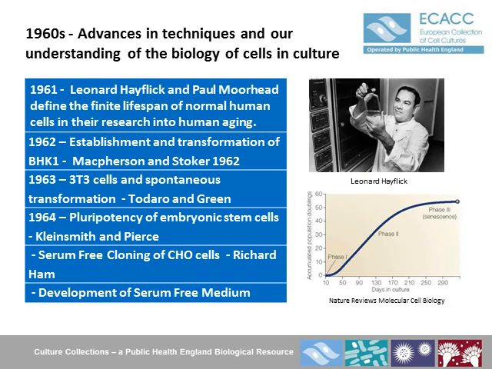During the 60s, 70s and 80s, there were a series of advances in techniques and our understanding of the biology of cells in culture. As part of their research into human ageing, in 1961, Leonard Hayflick and Paul Moorhead defined the finite lifespan of normal human cells and identified the Hayflick limit. Their studies demonstrated that normal human cells are only capable of about 70 population doublings before they become senescent.